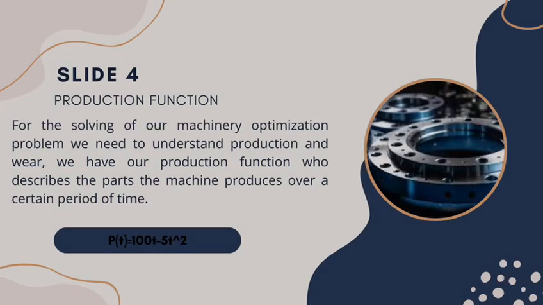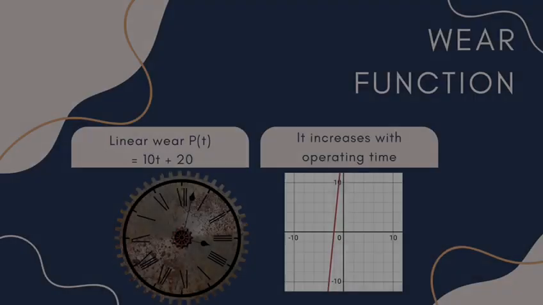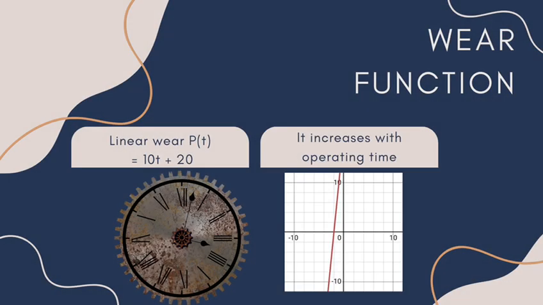To solve this problem, we need to understand two key aspects: production and wear. First, we have the production function, which describes the number of parts the machine produces over time. The formula is as follows: P(t) = 100t - 5t². In this equation, t is the machine's operating time in hours. The longer the machine runs, the more parts it produces, but wear also increases.